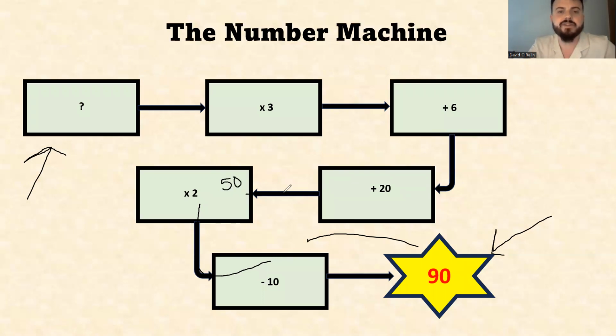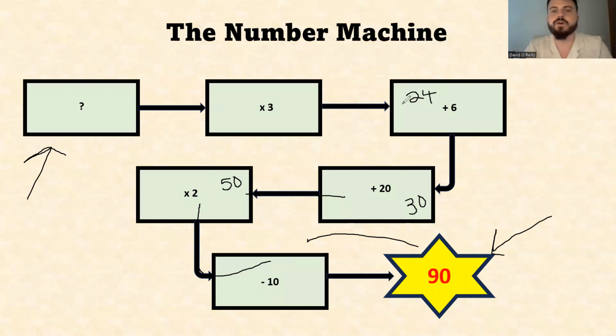And then 50 goes into the next part of the machine. We add 20, but we don't, do we? We subtract 20. We've got to do the opposite. So 50 subtract 20 is 30. And then 30 continues going through the machine. We subtract 6 from 30, so we're at 24.